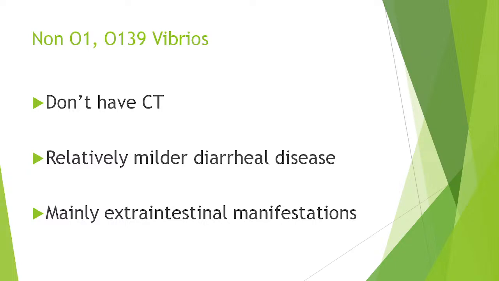Another type of Vibrios are the non-O1, non-O139. They differ from Vibrio cholerae O1 and O139 in that they don't encode cholera toxin. They have other mechanisms for causing diarrhea, and they don't cause very serious disease, only relatively milder diarrheal diseases, and they mainly have extraintestinal manifestations. So Vibrio cholerae can also cause extraintestinal manifestations, which you have to remember, but these are usually non-O1, non-O139 serotypes.